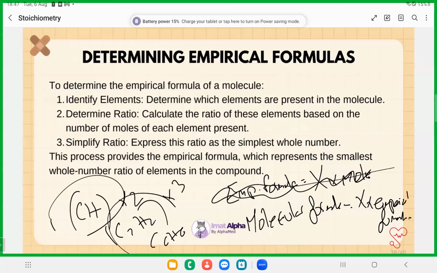So to determine the empirical formula of a molecule, you have to identify the elements, determine which elements are present in the molecule, determine the ratio, and simplify the ratio to the simplest numbers, and then you will end up with the empirical formula.